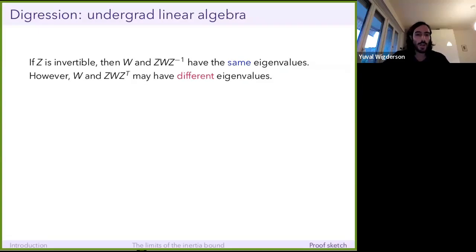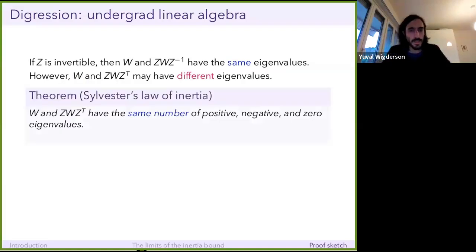However, if you do this other operation, which is usually called congruence, so if I multiply on the left by Z and on the right by Z transpose, this will change the eigenvalues. And you can just write down some small examples, and you can convince yourselves that basically W and ZWZ transpose, their eigenvalues sort of have nothing to do with each other. Kind of astonishingly, that's only sort of true.